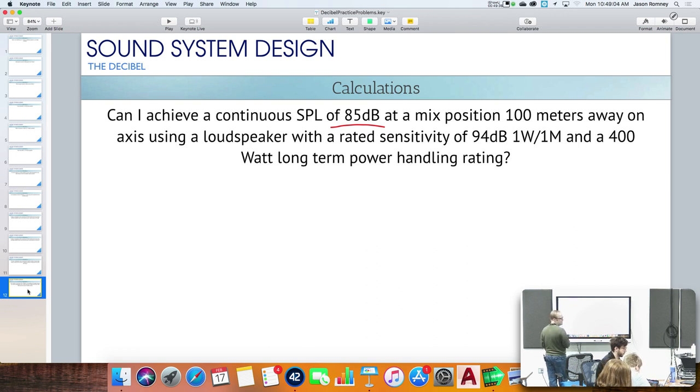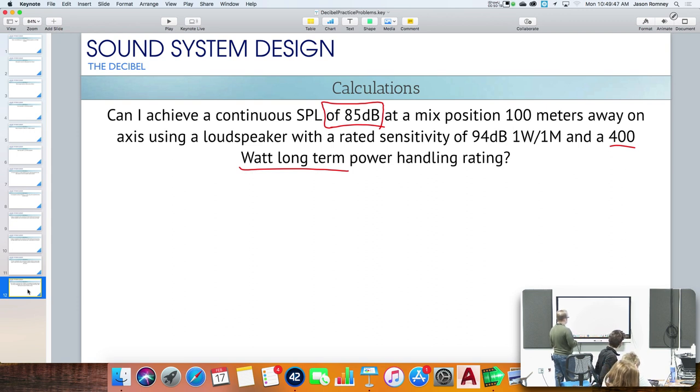So we're trying to figure out, it's 400 watt long term power handling, but how many watts are we providing? Well, we're assuming that if it's 400 watts long term, then that's what I'm going to give it. You are getting 400 watts. Okay. So I'm assuming that they've got the amp that does that. If they don't, then I've got a more complicated problem on my hands. But I'm assuming that someone's done their homework and they are driving this loudspeaker at peak efficiency. What if we take the spec we have there, 94 dB, 1 watt at 1 meter, 400 watts, and then find out what dB would be at 100 meters?